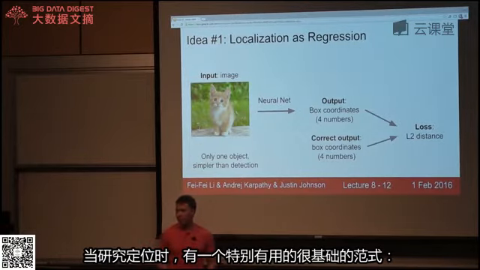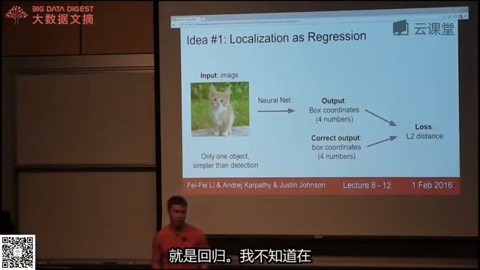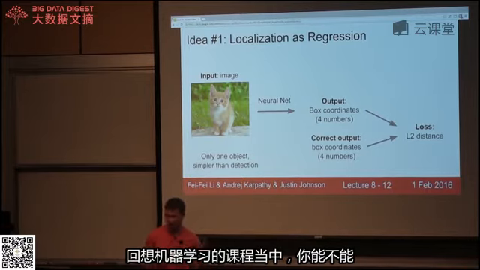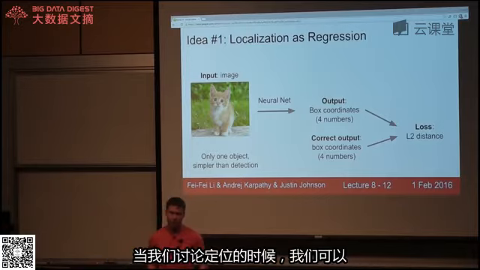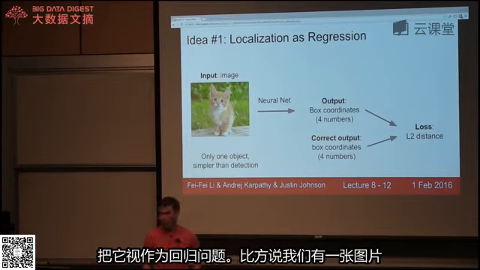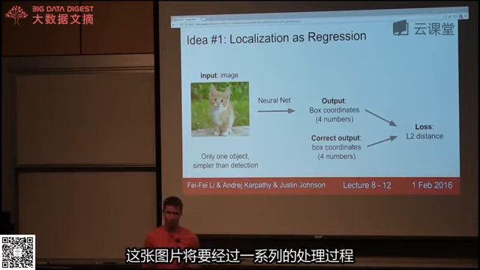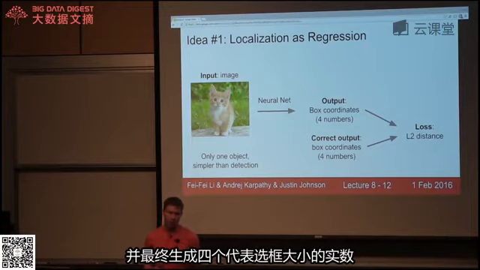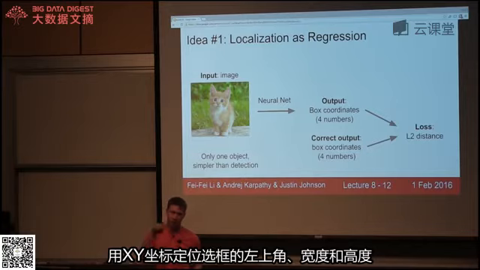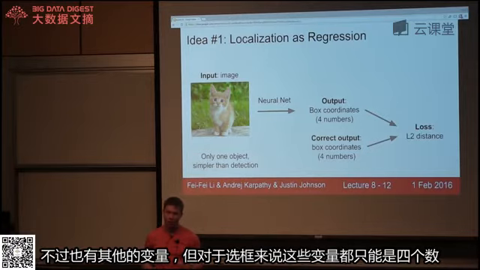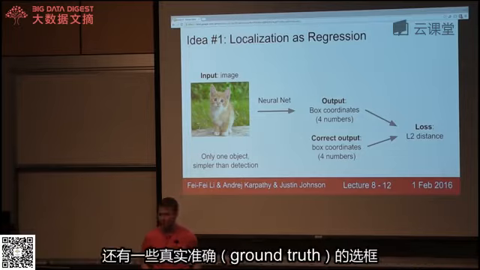So one really fundamental paradigm that's really useful when thinking about localization is this idea of regression. Thinking back to a machine learning class, you saw classification, maybe with an SVM, and regression, maybe with linear regression or something fancier. And when we're talking about localization, we can really just frame this as a regression problem, where we have an image that's coming in. That image is going to go through some processing, and we're eventually going to produce 4 real-valued numbers that parameterize this box. There's different parameterizations people use. Common is x, y coordinates of the upper left-hand corner and the width and height of the box. But you'll see some other variants as well. But always 4 numbers for a bounding box.